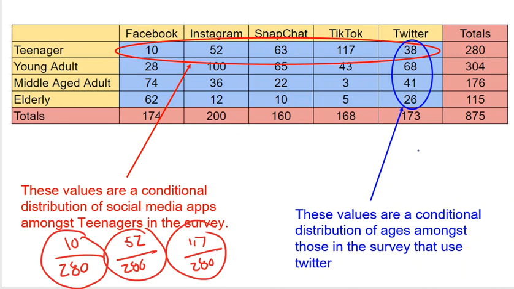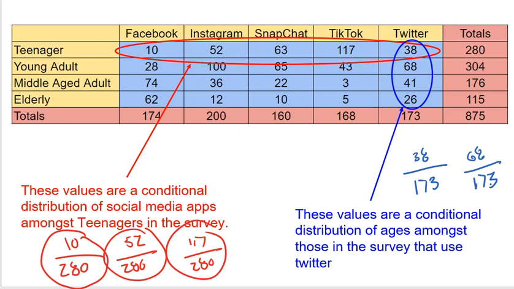So here in blue, I'm looking at the column of Twitter. So this is only looking at those that use Twitter. So of the 173 people that use Twitter, 38 are teenagers. So this is the proportion of teenagers of those who love Twitter. Or if we looked at 68 out of 173, we're saying amongst the people who love Twitter, what proportion are young adults? That would be 68 young adults out of the 173 that are the Twitter lovers, okay?